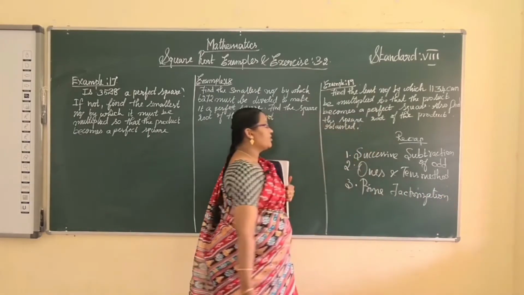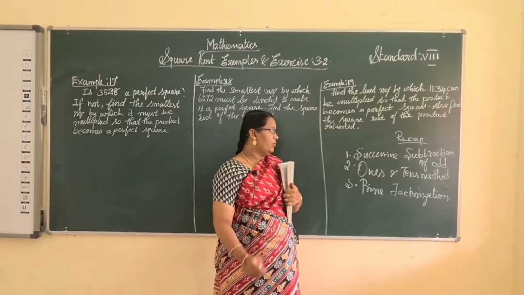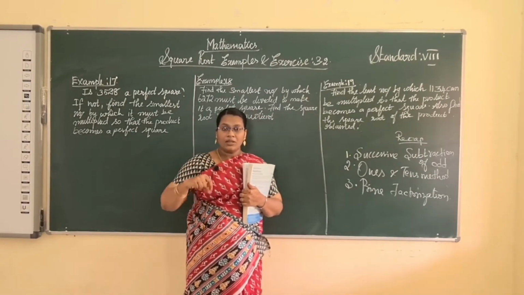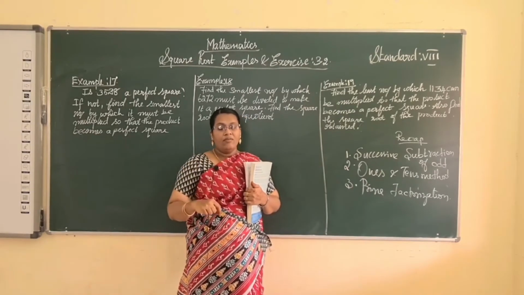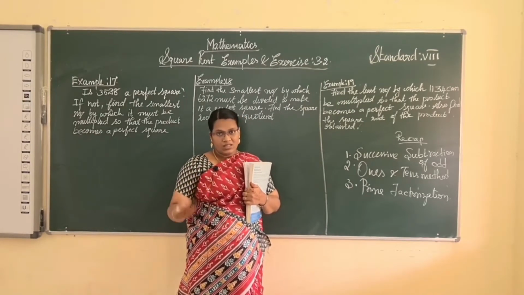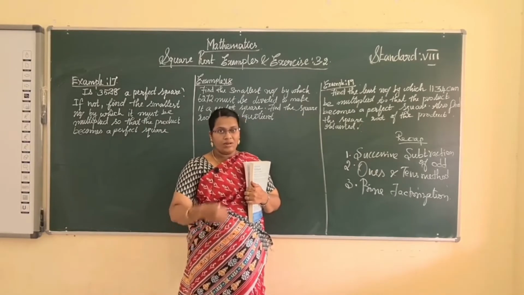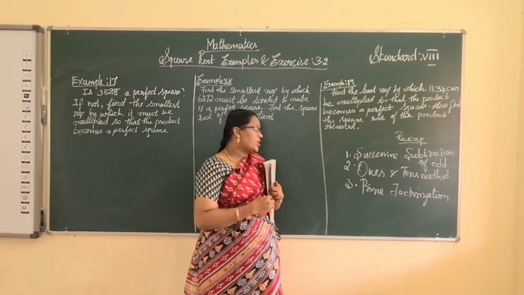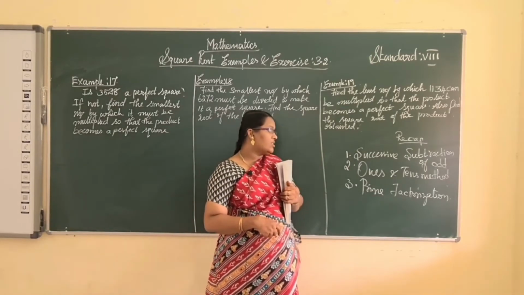So successive subtraction of odd numbers means, for a given number, we first of all subtract the odd numbers from the given number until the remainder is 0. We continue this process, which is called successive subtraction of odd numbers. And the second method is the ones and tens method.